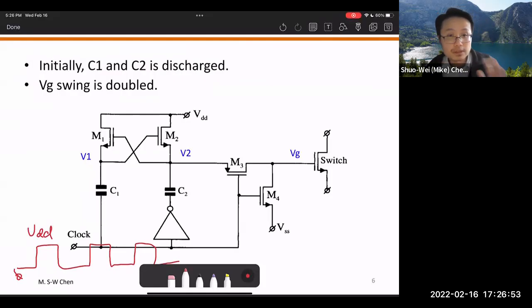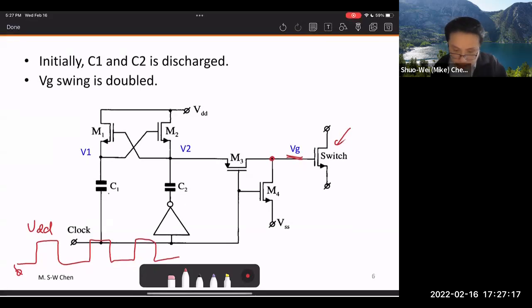Same as before, okay? So the clock here is 0 to VDD. On the right-hand side, this is your sampling switch, right? This is the sampling switch. And the gate voltage of the sampling switch, VG here, that's the one that we want to increase. We want to increase, okay?